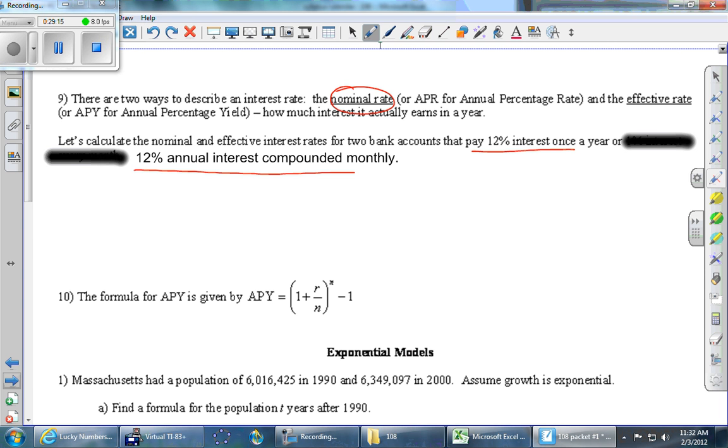But for the one that's compounded monthly, that's not really true, right? You end up getting more than 12% when all is said and done at the end of the year. So for both of these, the nominal rate is 12%. It's what it is named to be, ignoring the fact that it's compounded however often. So this one kind of ignores compounding.